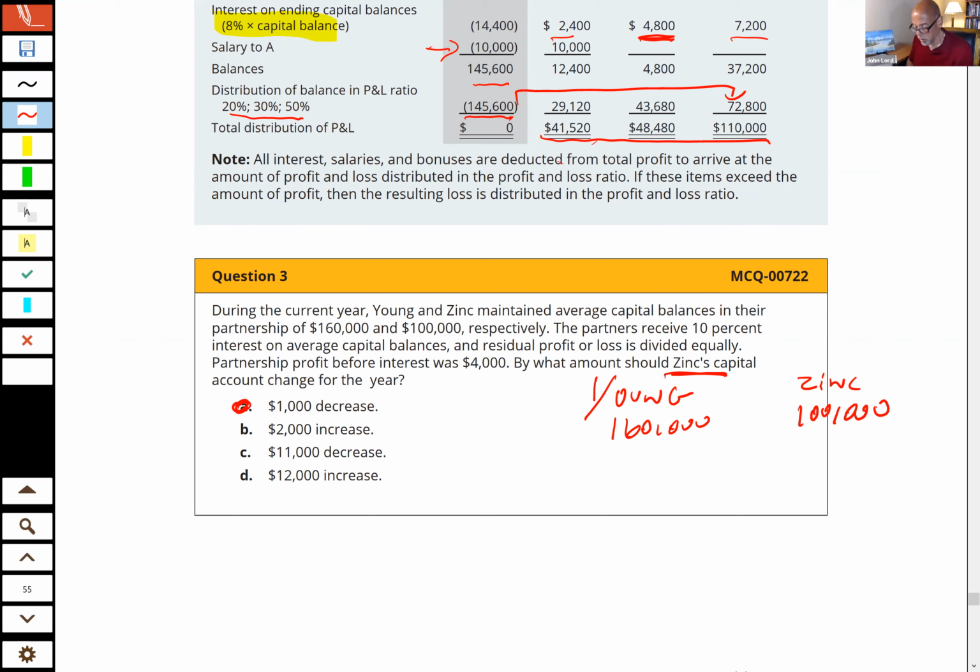So what happens? You start to take a look and they tell us that the partners received 10% interest on average capital balances and residual profit or losses distributed evenly, 50-50. They tell us partnership profit before interest was 4,000. What amount should Zinc's capital account change for the year? Let's do both of them, okay? And so we take a look and it's 10% for each of them.